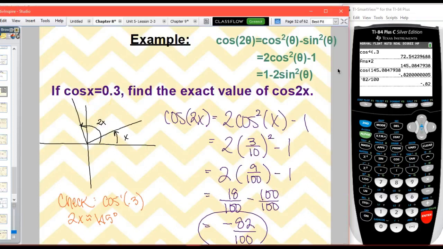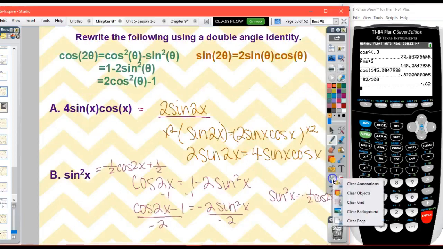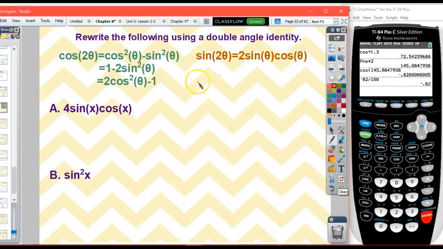All right, so moving on to another example. We are going to manipulate these equations a little bit. And so let's say that we wanted to rewrite this identity. I have a 4 times a sine times a cosine. Well, notice none of these identities match that. This one looks the closest because there's a 2, but that's it. So I'm going to start with this one and try to manipulate it to figure out what 4 sine cosine would equal. So I'm going to start with a sine of 2 theta equal to 2 sine theta cosine theta.